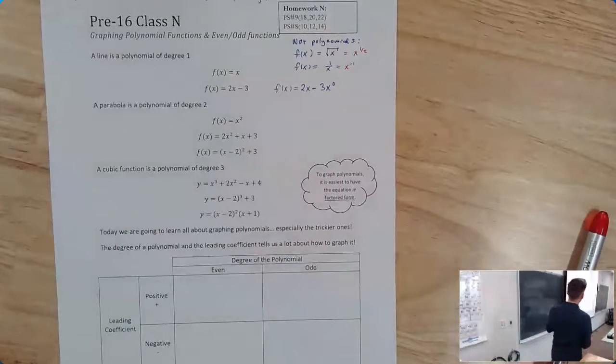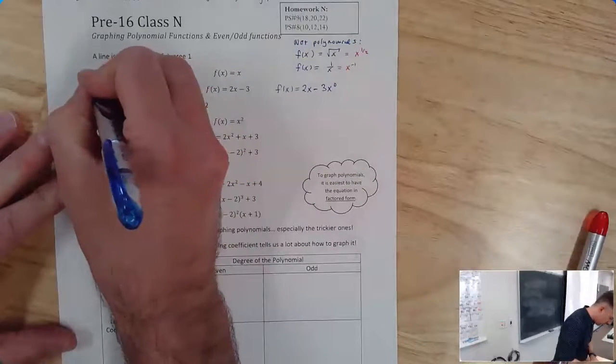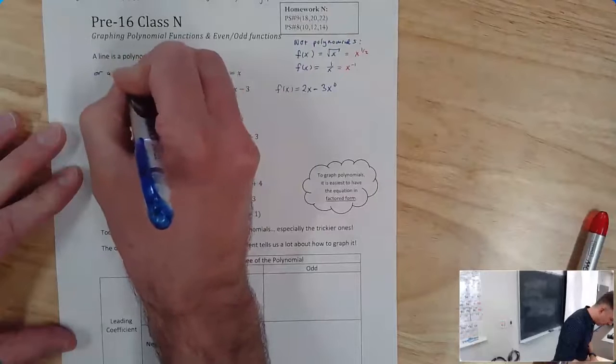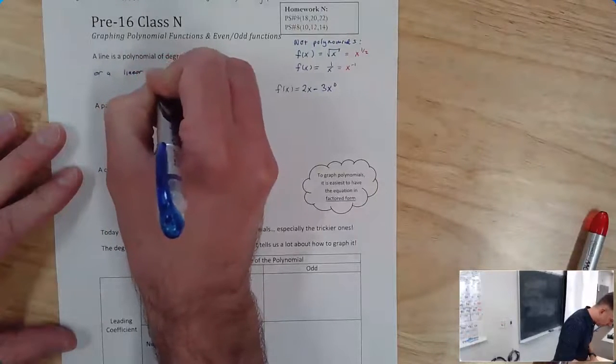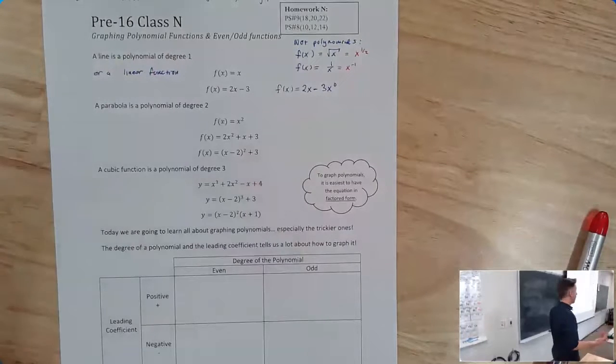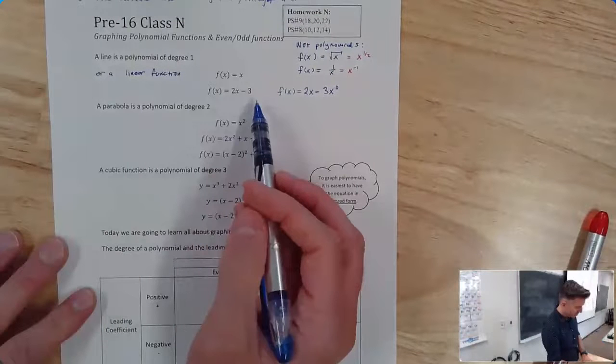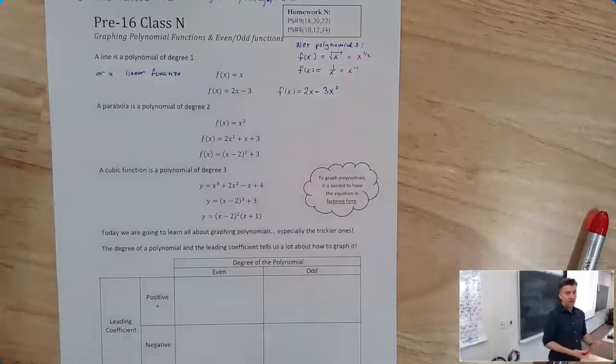Typically a line is a polynomial of degree 1. You can also call it a linear function. We've talked about lines quite a bit: y equals mx plus b. So you've got y equals x or y equals 2x minus 3, or really, I should say almost, there's one exception here. Almost any line we've talked about is a polynomial of degree 1 because you have an x to the first power. Can any of you think of a line that might not have an x to the first power?